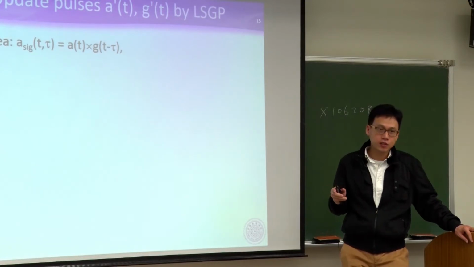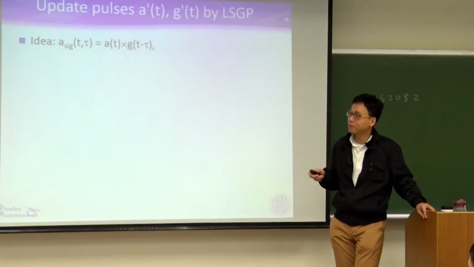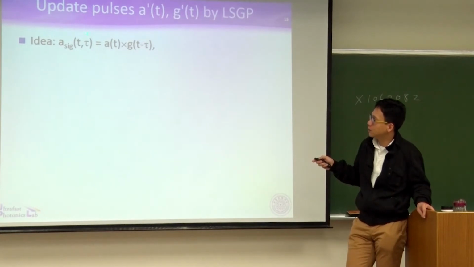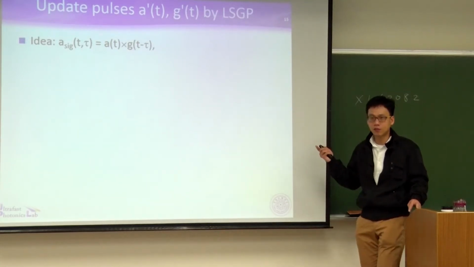The only difference is the upper left corner in the flow chart from A sig prime to the new A prime. Okay? What is the idea? This is the definition. Gated signal is equal to the signal pulse times a shifted version of the gate pulse, A of t times G of t minus tau. This is the definition.